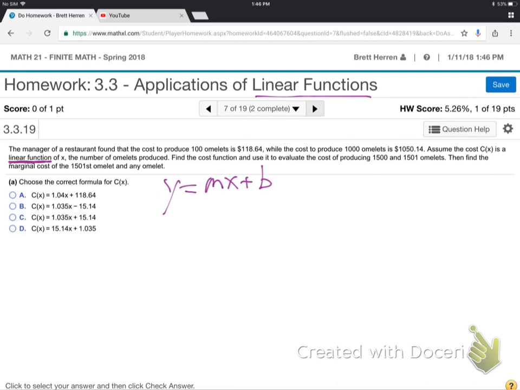Find the cost function and use it to evaluate the cost of producing 1,500 and 1,501 omelets. Then find the marginal cost of the 1,501st omelet, and any omelet. Okay. How do we do all that? And then there's the multiple choice answers. So how are we going to do that?